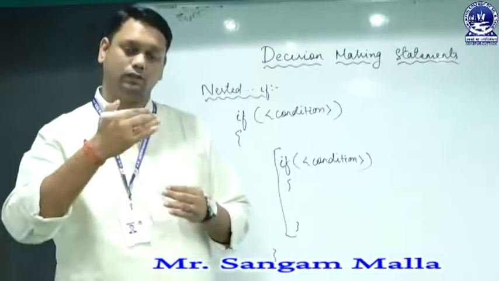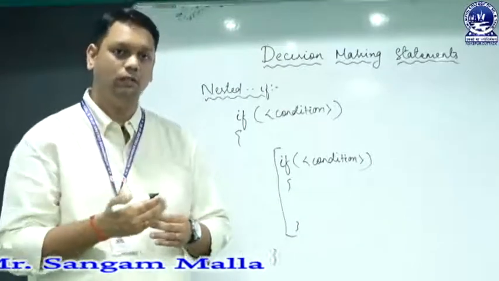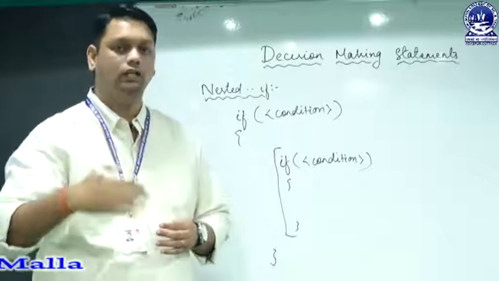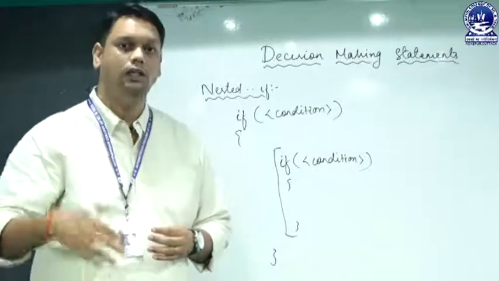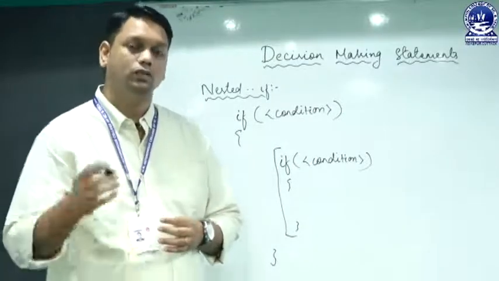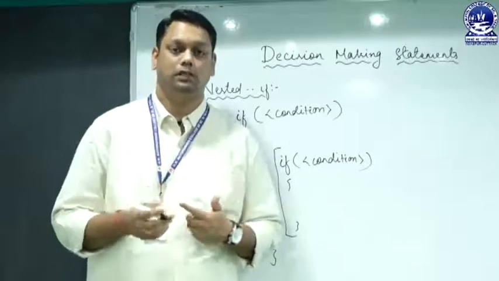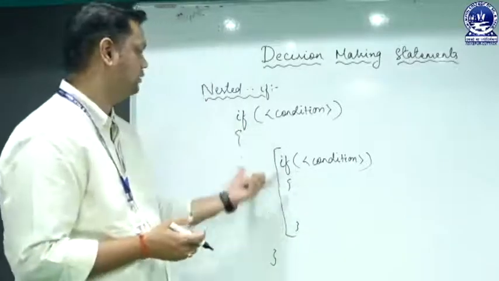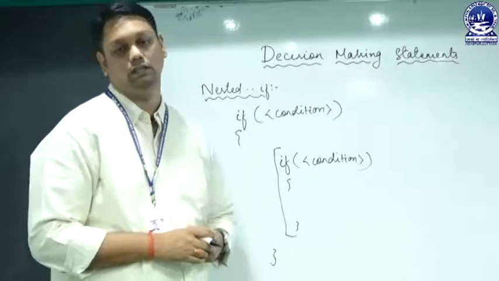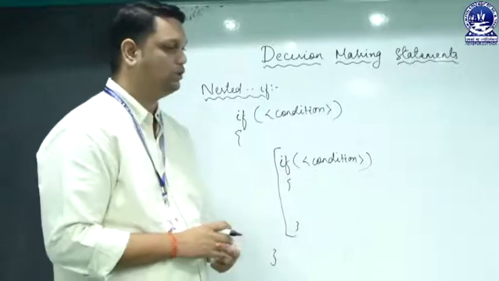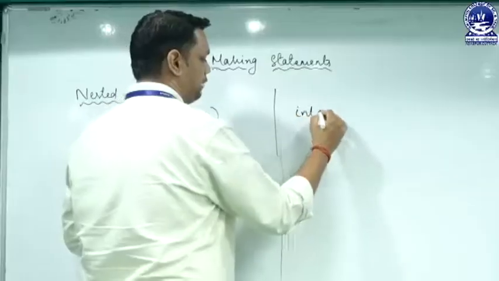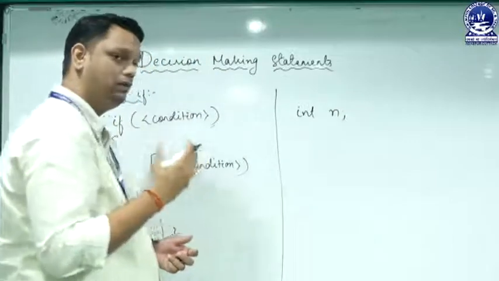That means if you satisfy the first condition, then it will move to the second condition. If you satisfy the second condition, it will move to the third condition. So where there is step by step condition checking, in that case we will be using the nested if statement. So moving on to the example, let's say I have taken a number n.